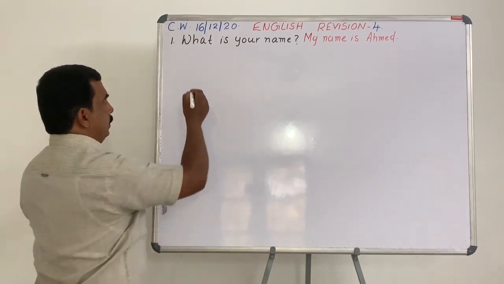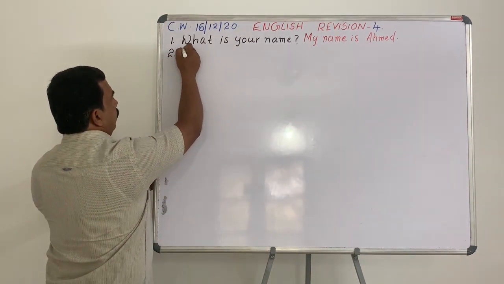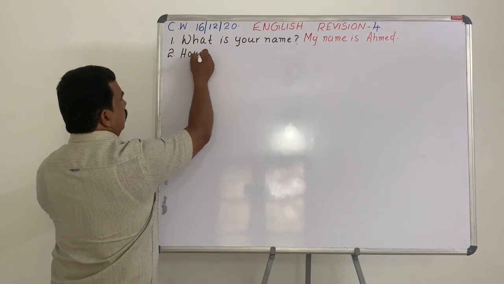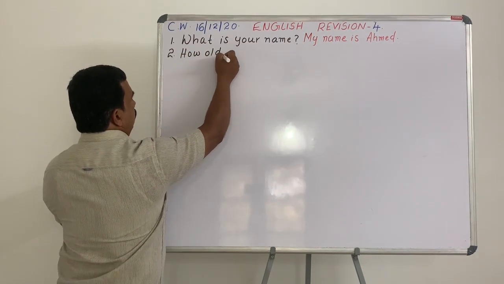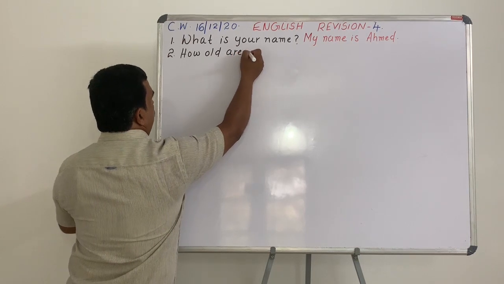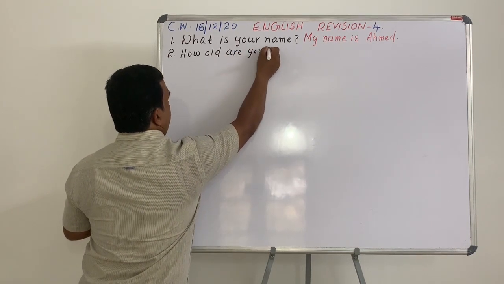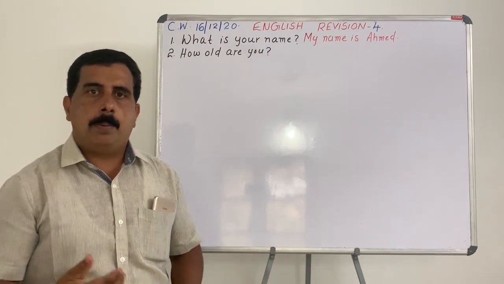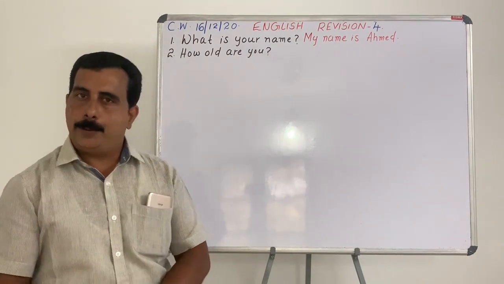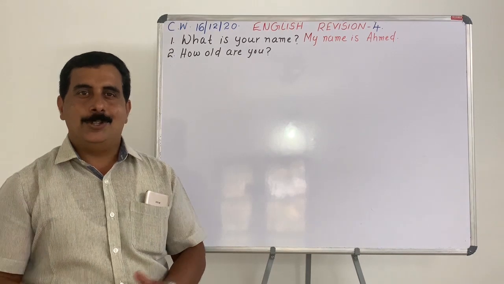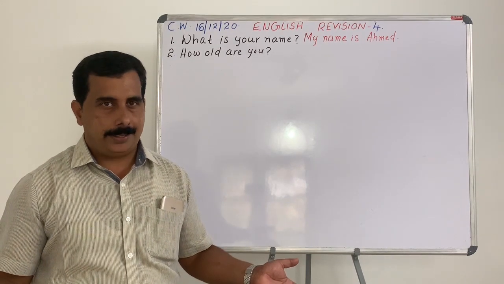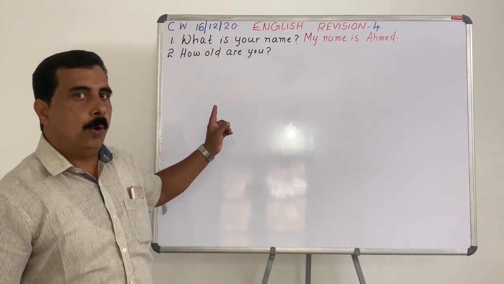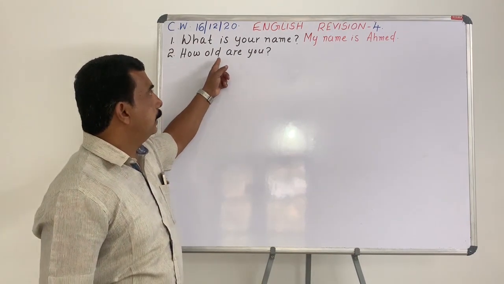This is a very important question. Number 2: How old are you? It's not how are you. When the question how are you is asked, you say what? I'm fine, thank you. But this question is not how are you, it is how old are you?